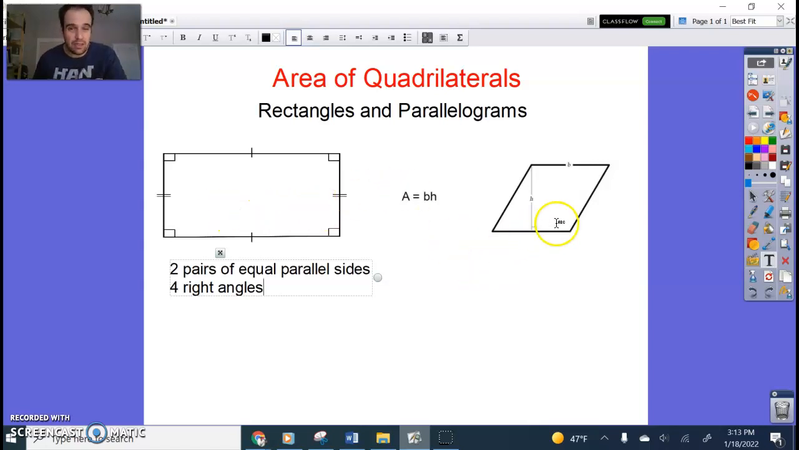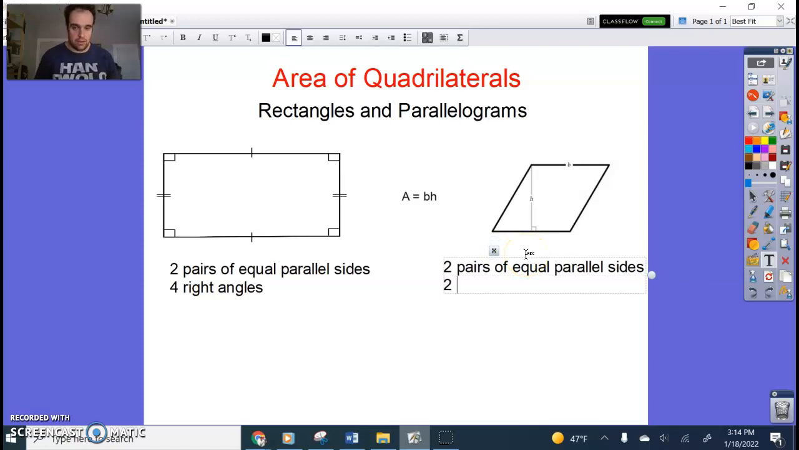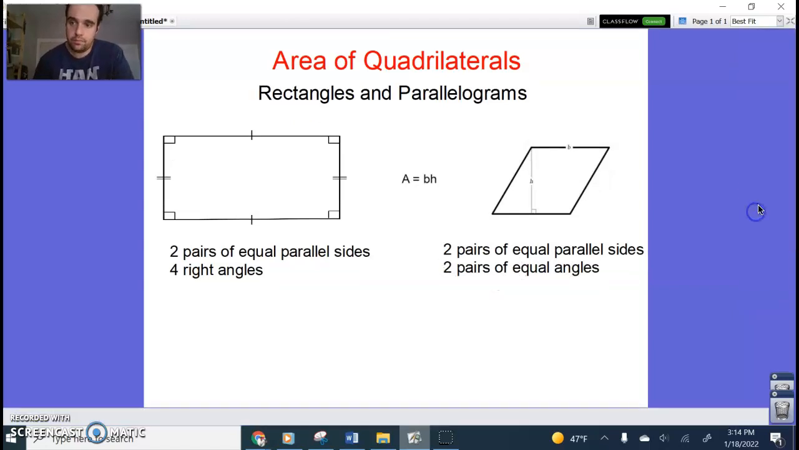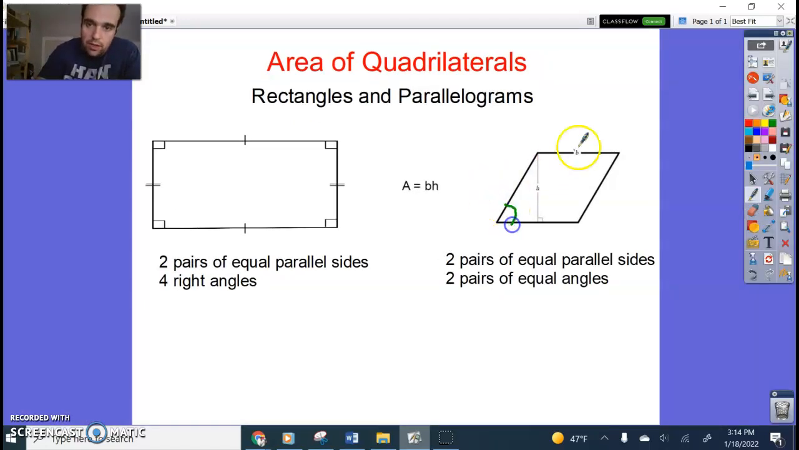It's also what sets parallelograms apart. So a parallelogram has 2 pairs of equal parallel sides, but it does not have 4 right angles. Instead, it has 2 pairs of equal angles. What I mean by that, if you notice in here, this angle is the same size as this angle. I'm just going to change colors. And this angle is the same size as that angle. And just like in the rectangle, this side should be the same as this side, and this one should be the same as that one.